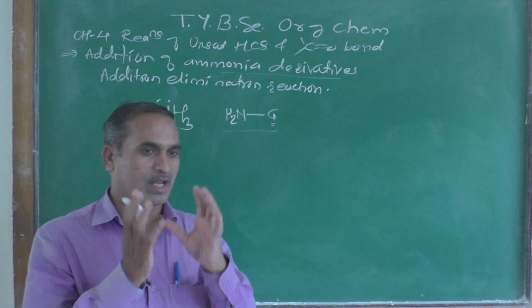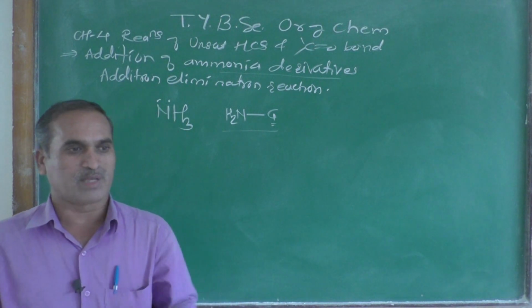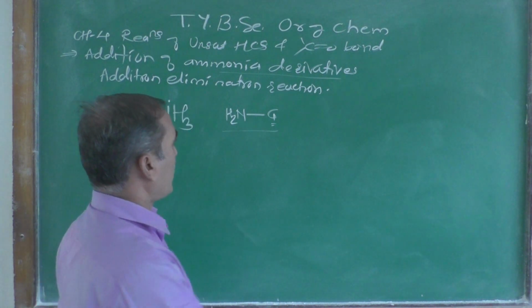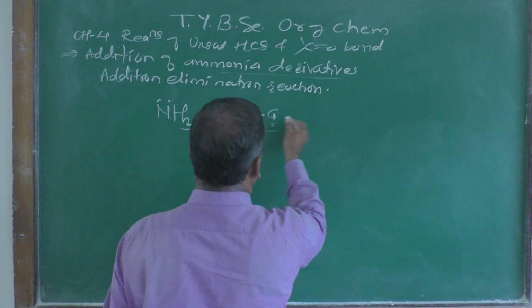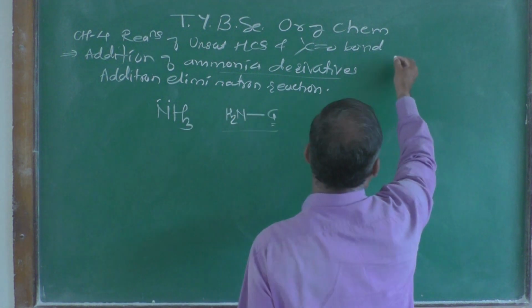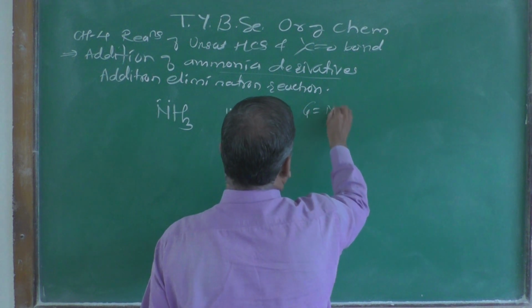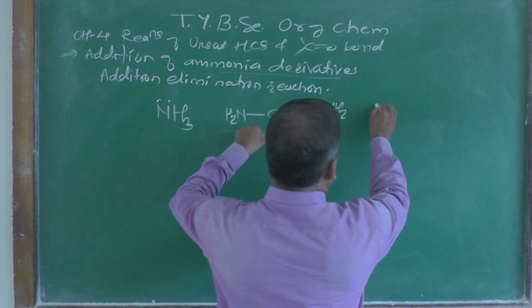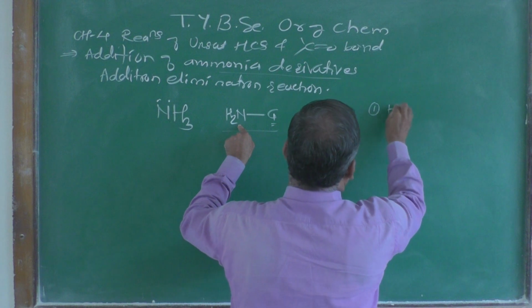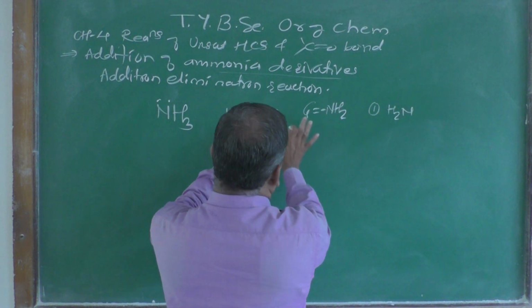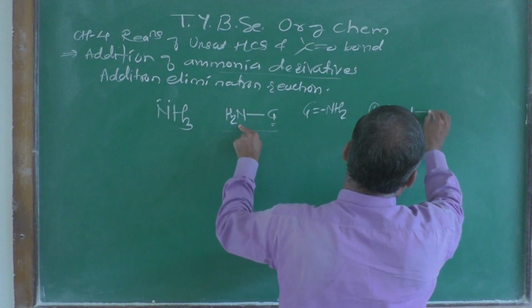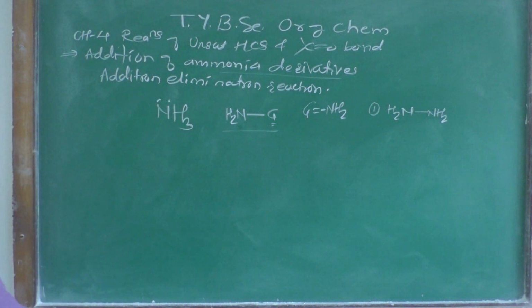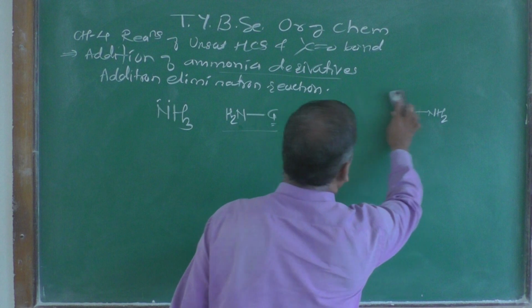So how many ammonia derivatives are possible? As far as the T.Y.B.Sc. level is concerned, there are 5 ammonia derivatives. Remember. Now I am considering the Z point here. Let us see here. If I take Z equal to NH2, what will I get here? Here is the NH2. I am keeping H2N as a constant group, only the other group is changing: H2N and then NH2.